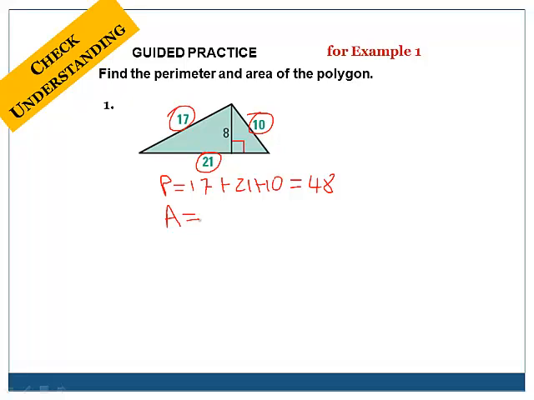And depending on how you look at this, they give us one height, which you need to make sure that you recognize that 8 is the height. Because a lot of times I see people just looking at 10 as the height because that's one of the ones that comes off the floor. But remember, it has to create a right angle. In this case, we don't have a right angle, so 8 has to be your height.